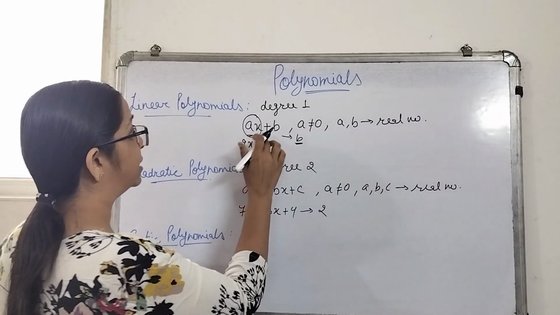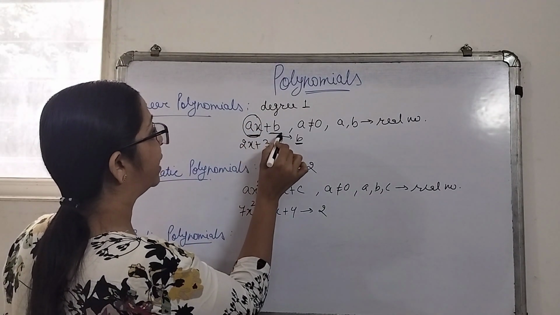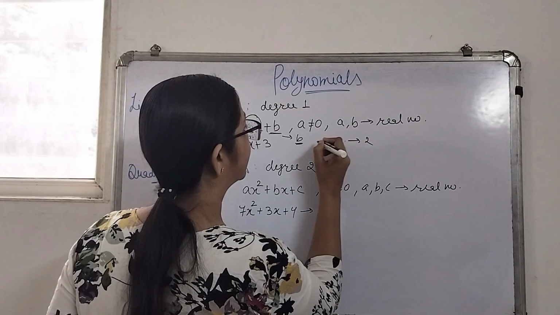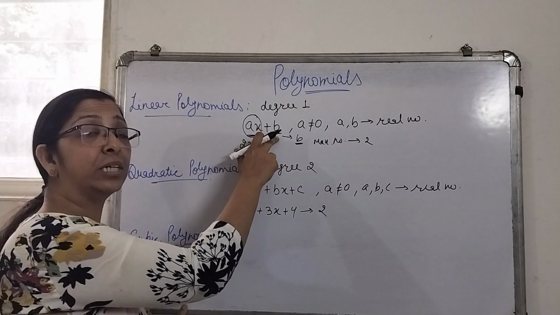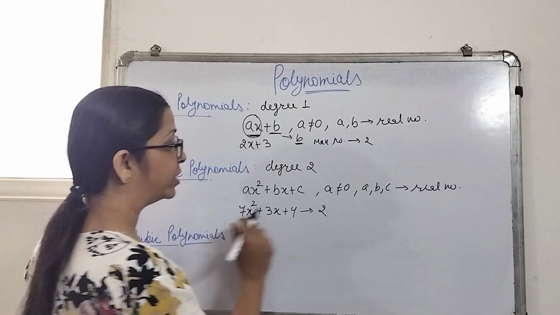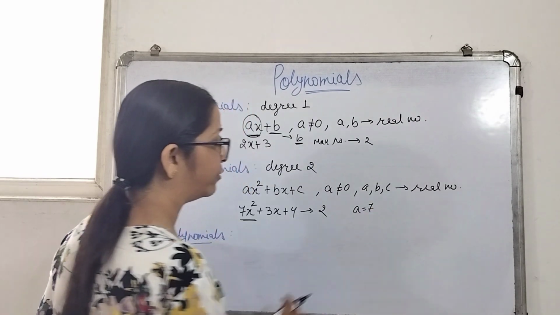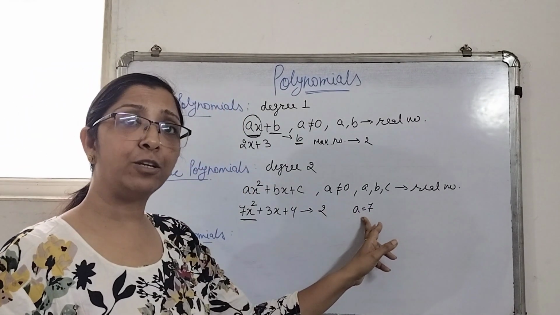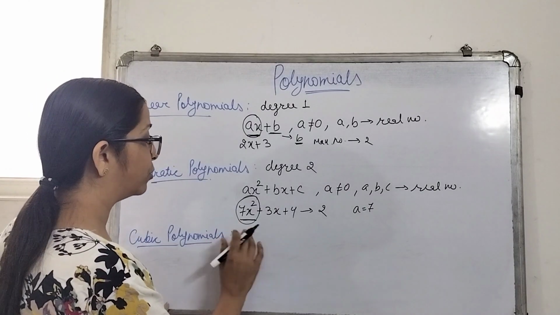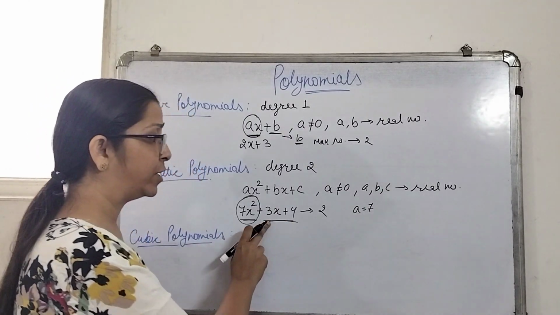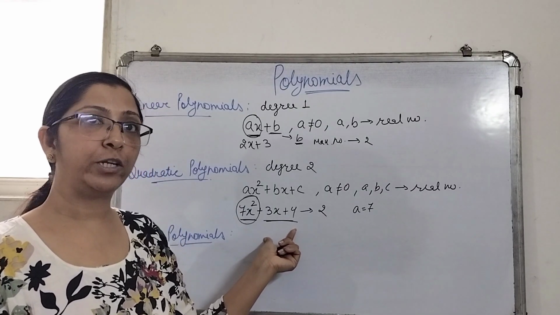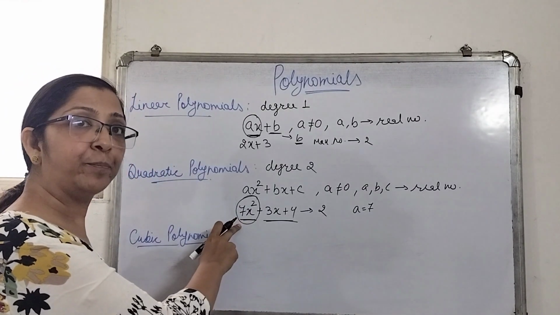And here we can see that the maximum number of terms is 2. Maximum number of terms is 2 in this polynomial. In this, see, 7x square, 7 is the value of a. If a is 0, this term will become 0, and then it will be 3x plus 4, which will be a linear polynomial, not a quadratic polynomial. That's the reason a cannot be 0.